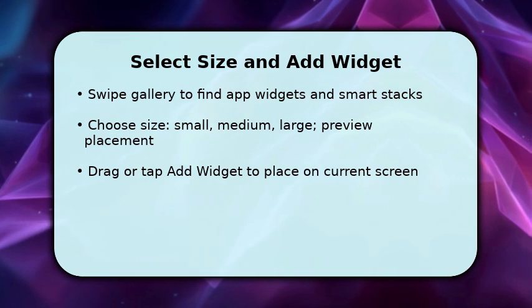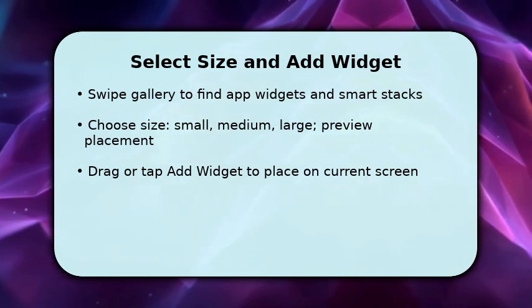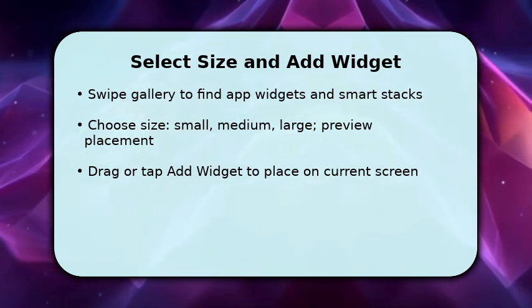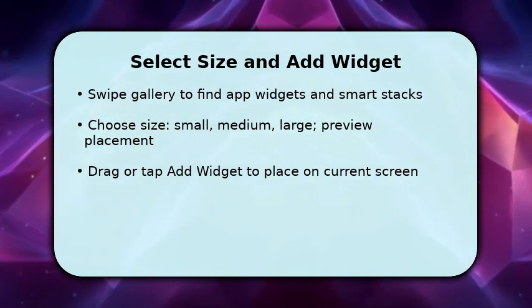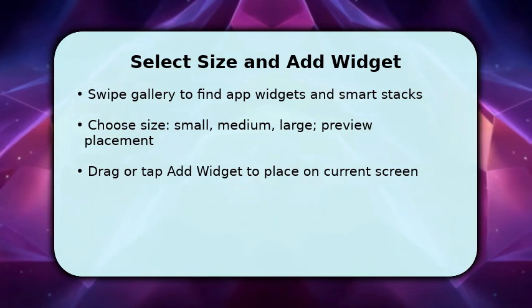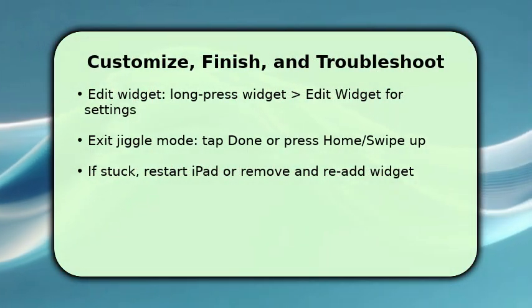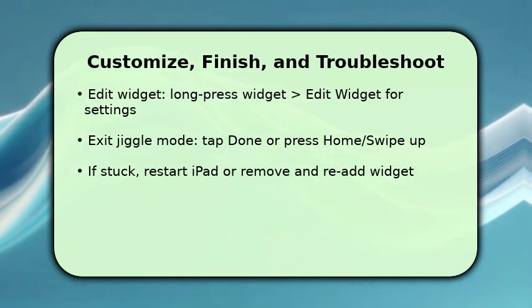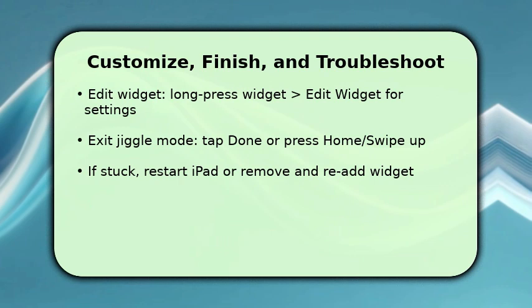After that, either drag the widget to the exact spot or tap Add Widget to place it automatically. Make sure to position it near related apps so your workflow stays organized and accessible. Once placed, you should customize the widget by long pressing it and choosing Edit Widget to set accounts, lists, or sources. This tailors the data you'll see.